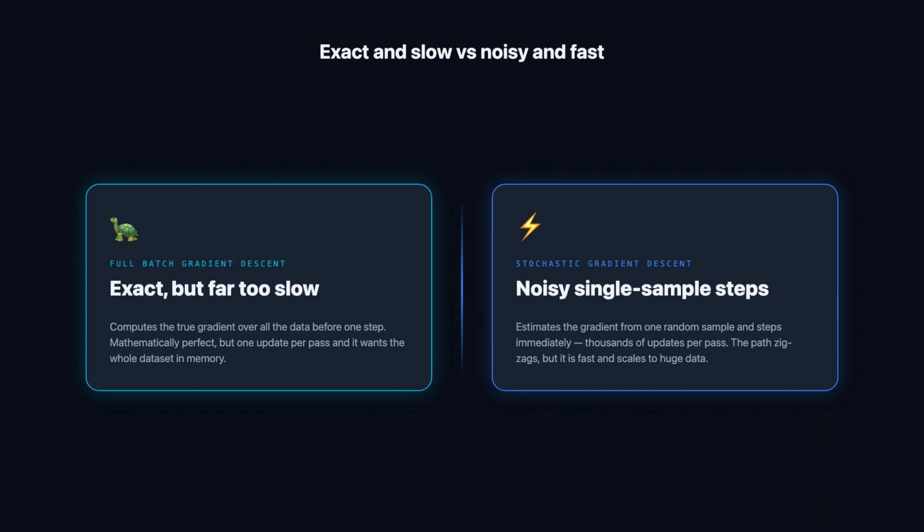It estimates the gradient from one random sample and steps right away, so it makes thousands of updates while the exact method makes one. The path is noisy and zigzags, but it is fast, it scales to enormous data, and it starts improving from the very first example.